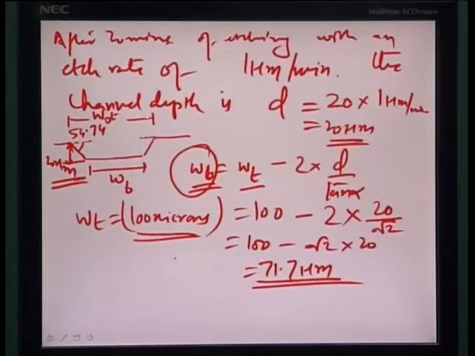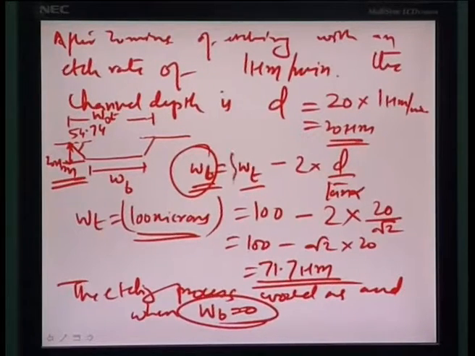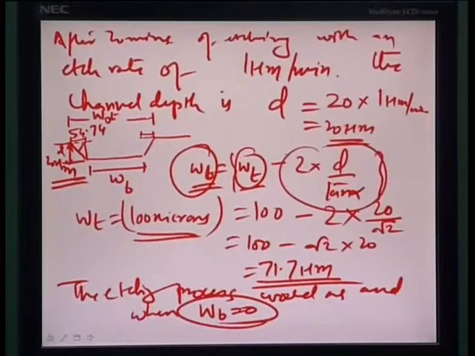Okay. So, the etching process would stop as and when the bottom width WB is 0, as you can see here. All right. So, here what happened is this was the top width WT, this was the bottom width. So, WT minus 2 times d by tan alpha. So, this is d, this essentially is d by tan alpha.